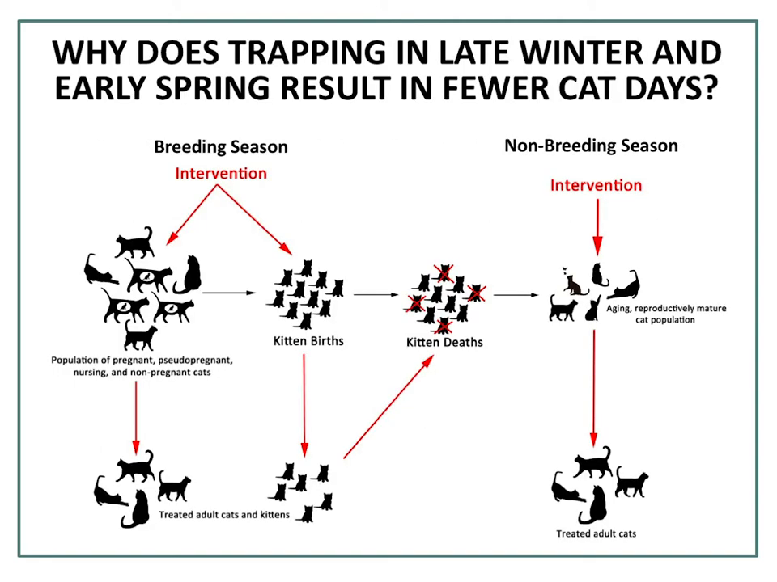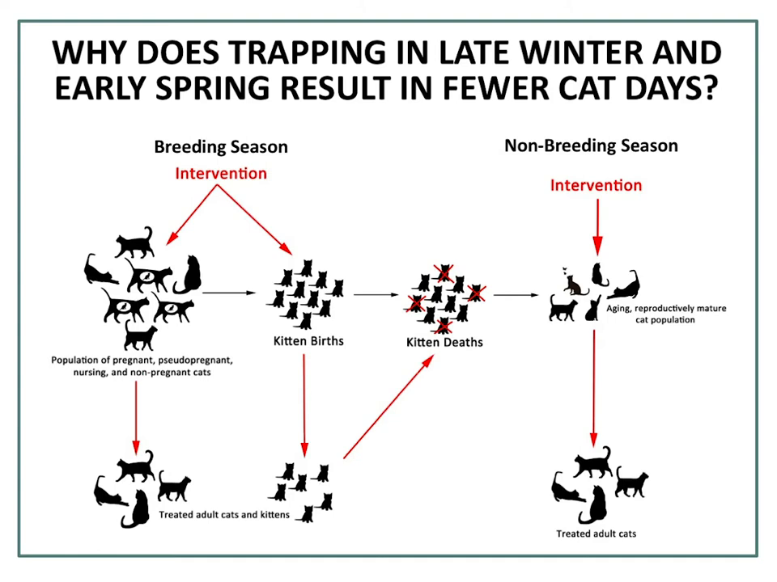And once we got this data back, we wanted to try and come up with some explanations for why we see this result where trapping cats in the late winter and early spring results in the fewest number of cat days. In these populations during breeding season, you have a population of pregnant, pseudo-pregnant, nursing, and non-pregnant cats. And those cats are having babies, so we've got kitten births here as well. So when you intervene on this population, you end up treating adult cats as well as kittens over 42 days of age. And as I said before, kittens tend not to survive past 6 months of age. And so there are a number of kitten deaths that occur after they may have been treated already.